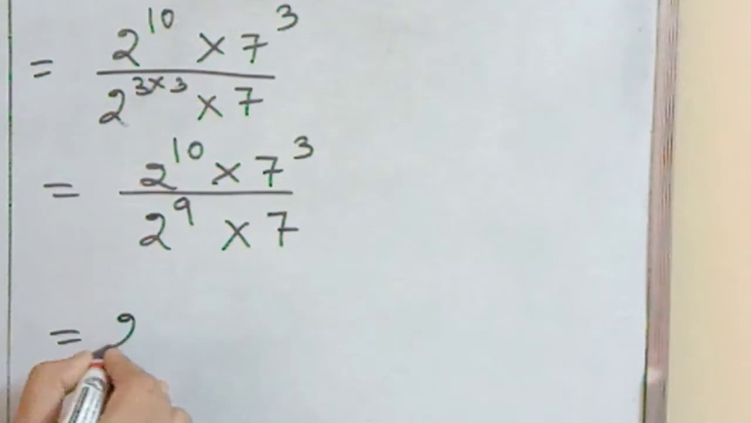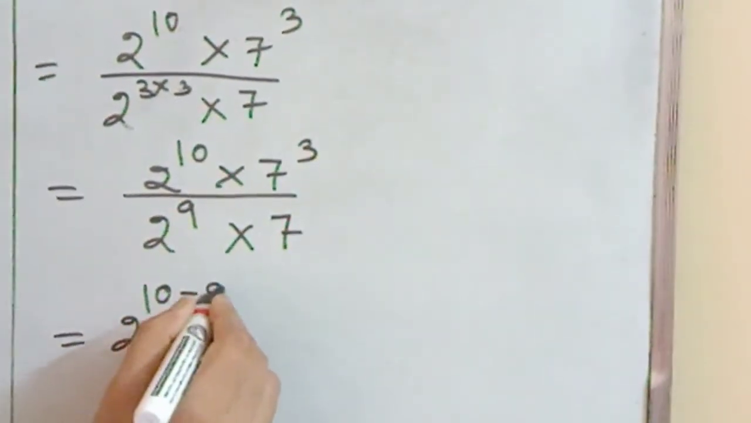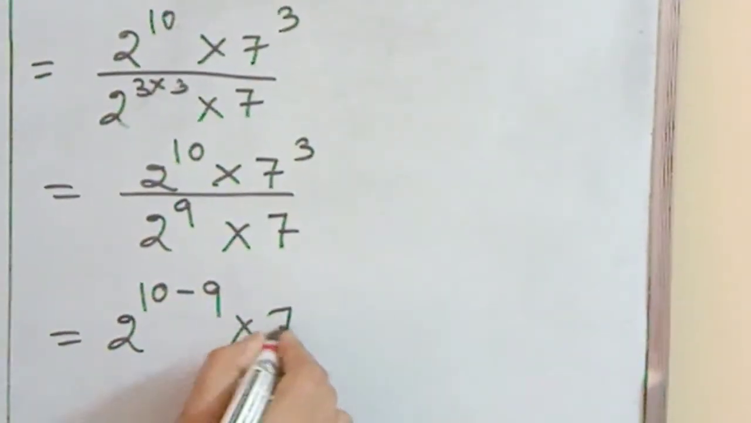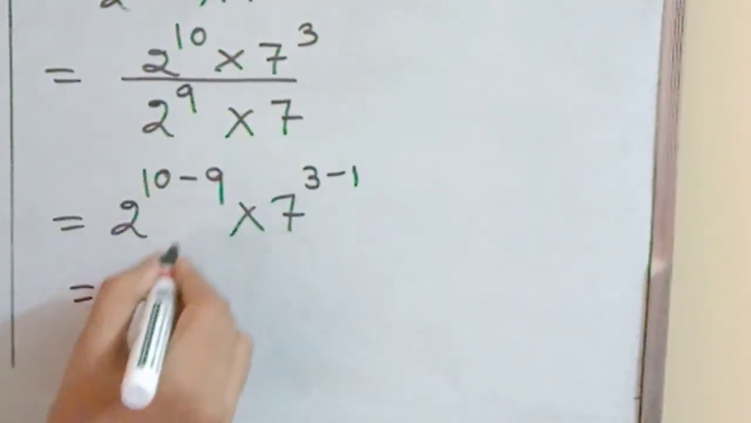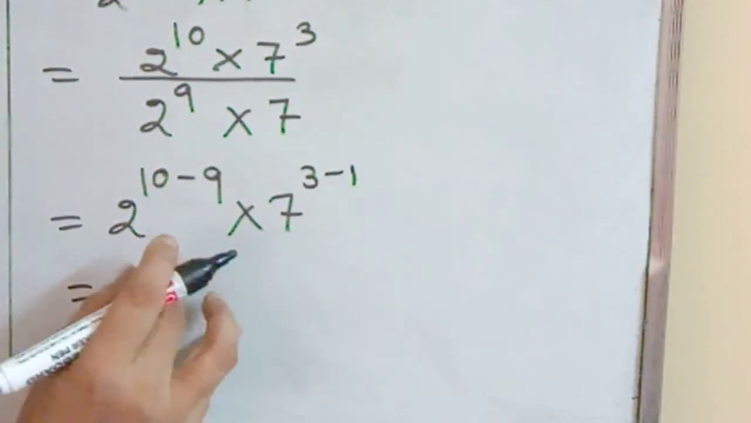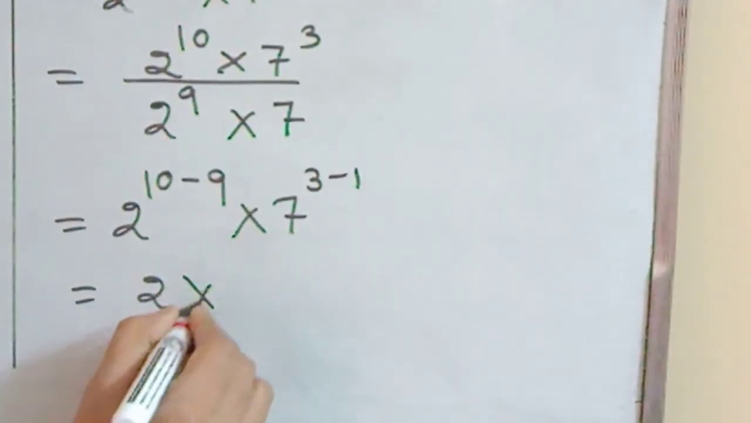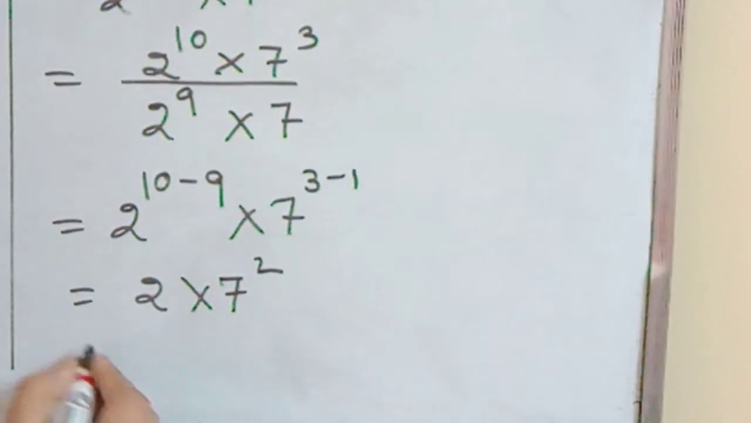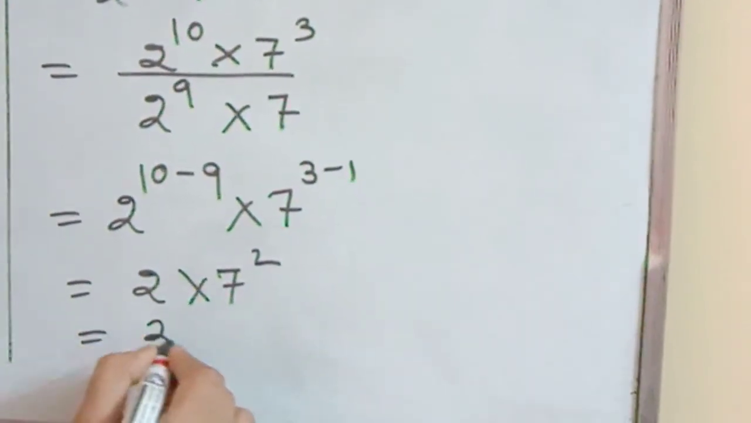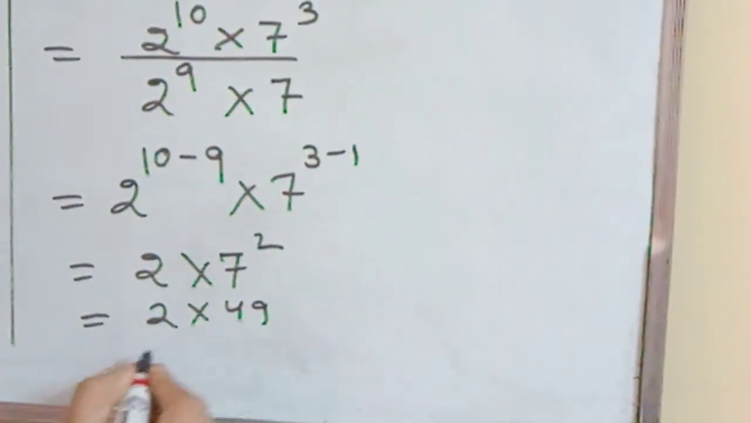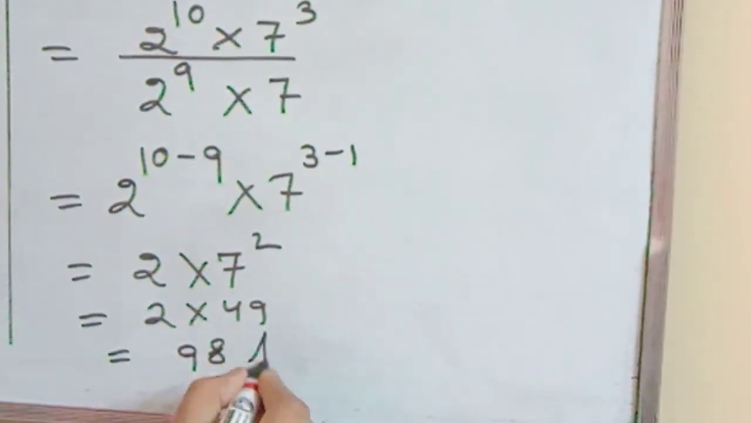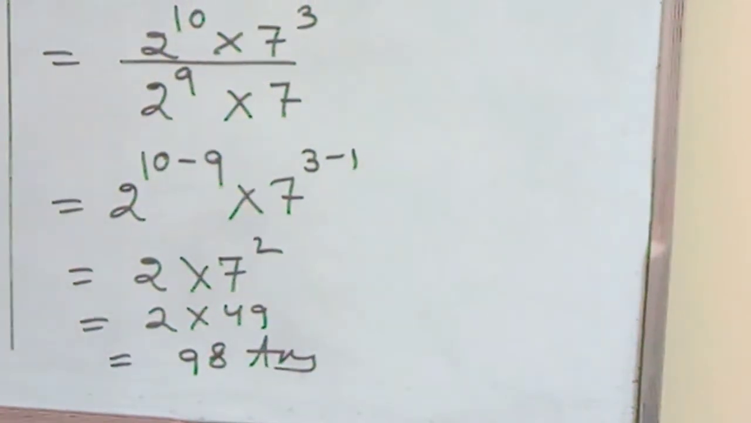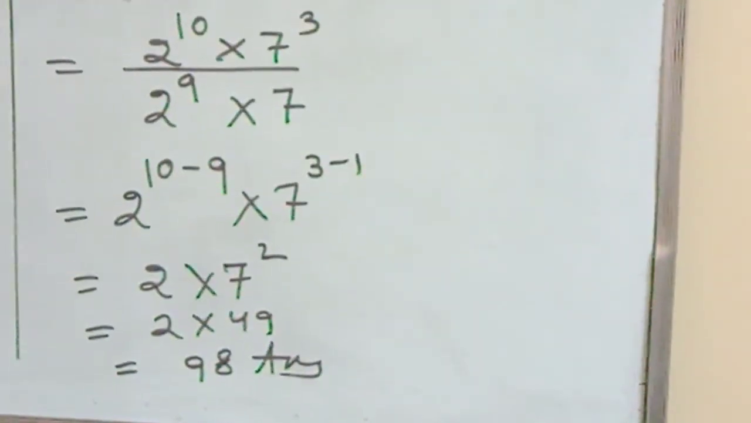So these are in division form. 2 to the power 10 minus 9, into 7 to the power 3 minus 1. So 2 to the power 10 minus 9 means 2 to the power 1, which is not required to write, and 7 to the power 2. The value is 2 into 49. 7 sevens are 49. If you multiply, you will get 98. So the result of this simplification is 98.